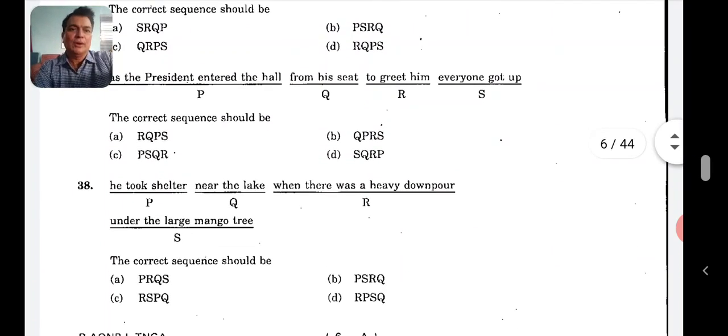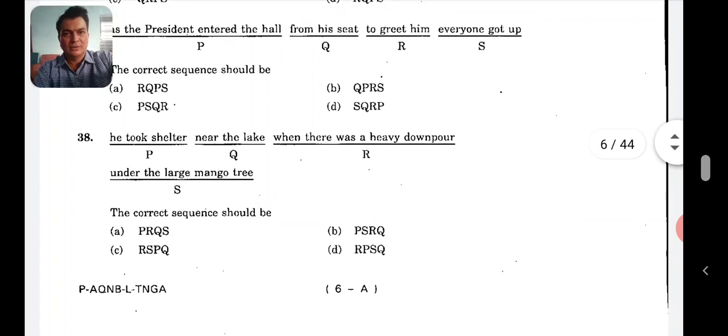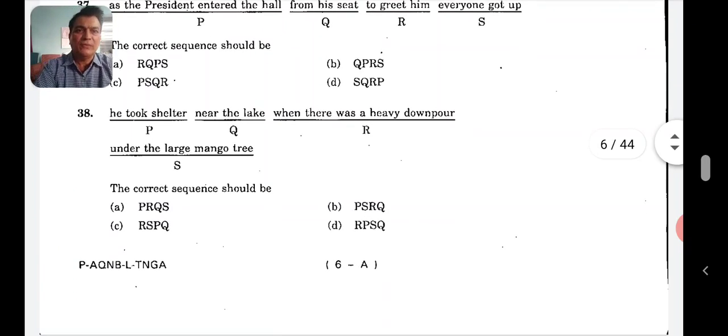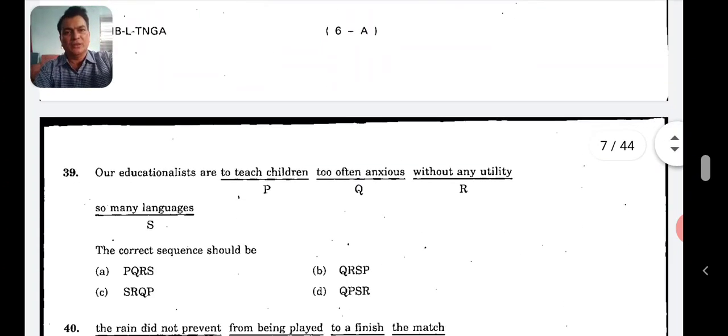So let's go to the 38th one. He took shelter near the lake when there was a heavy downpour under the large mango tree. So you have to start: when there was a heavy downpour, he took shelter under the large mango tree near the lake. So here the option is D, RPSQ.